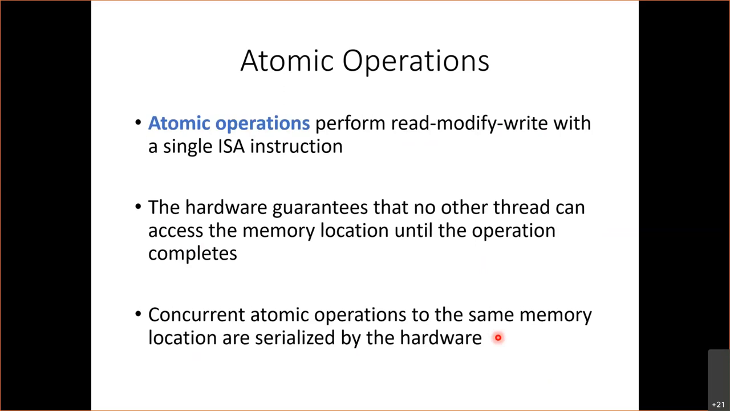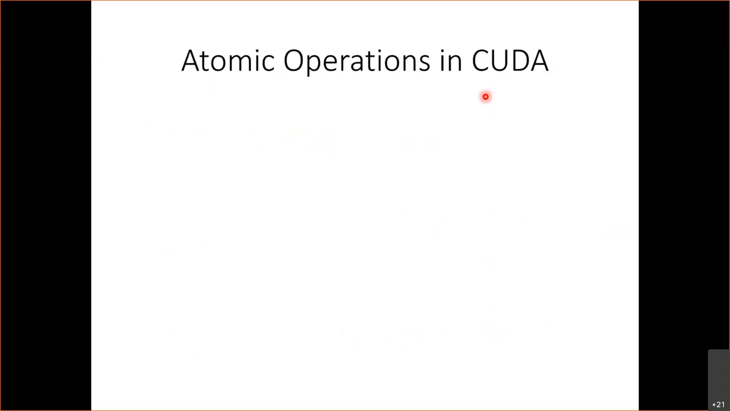There are different kinds of atomic operations in CUDA. The one that's relevant to what we're looking at today is atomic add. It translates to an instruction on the GPU, but it's basically a call inside of CUDA where you give it an address and you give it a value, and what it does is that it adds that value to the value stored at this address and returns the old value.